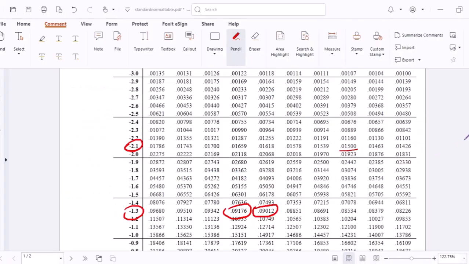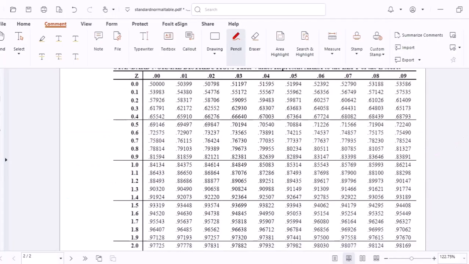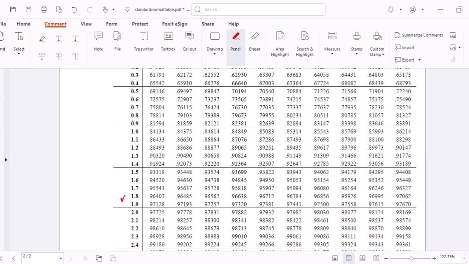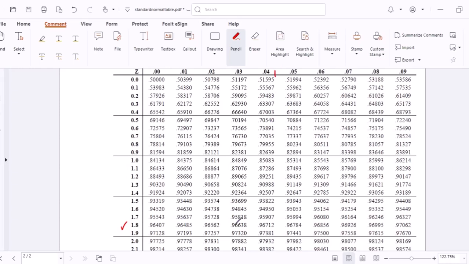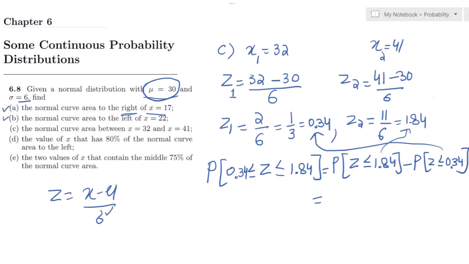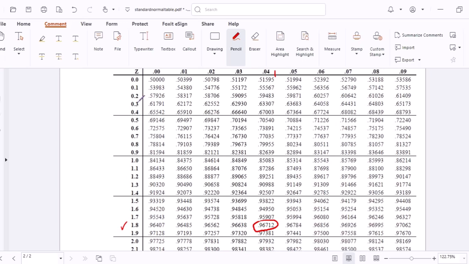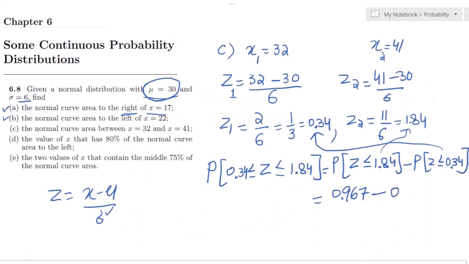Let me consult our table for 1.84 and 0.34. So for 1.84, let me move to 1.8, and for 4 the column is this one. So 1.84 is 0.967, so 0.967 minus the probability that z is less than or equal to 0.34. So 0.34 is, this is 0.3 and 4 is this one, so this is the value 0.633.